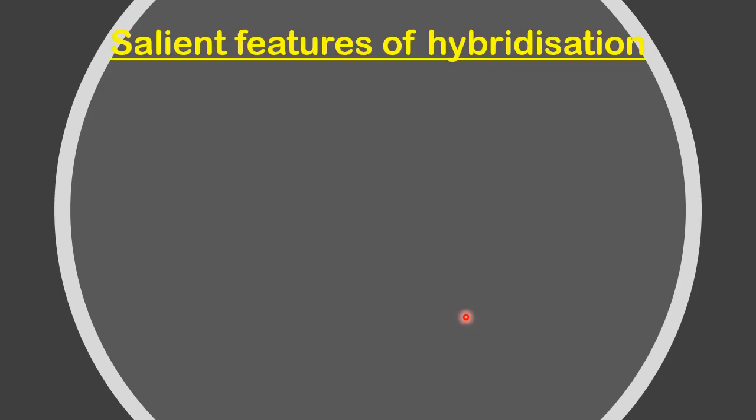In our previous class, we learnt about the conditions for hybridization. Today, we will go through the salient features of hybridization. So, once again, I welcome you all to the small topic, hybridization part two. In the second part of hybridization, we learn the salient features of hybridization.